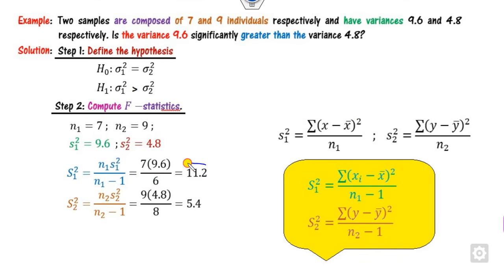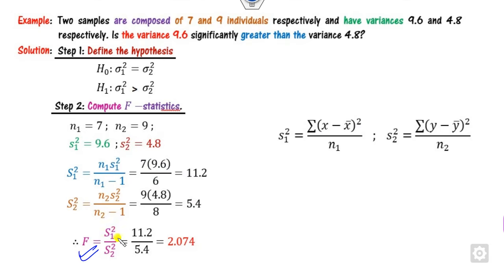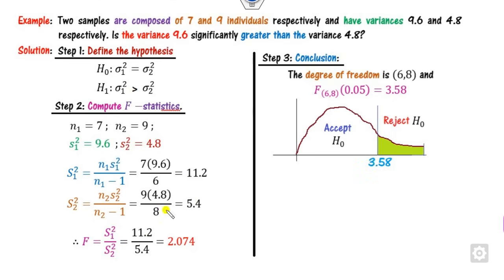Now clearly S1 square is greater than S2 square, so we can define the F ratio as S1 upon S2. Now we can find the degrees of freedom. Look at that S1, what is the S1? The degrees of freedom are 7 minus 1, 6, and here it is 8. And we can take this value from the table.